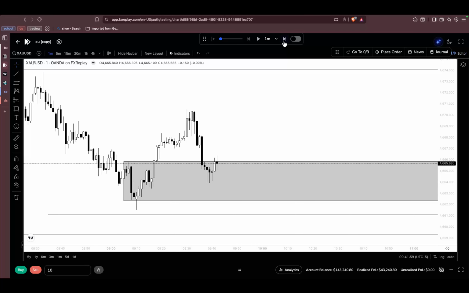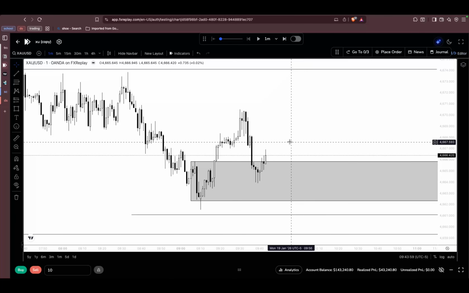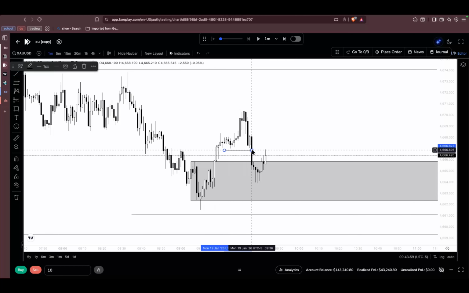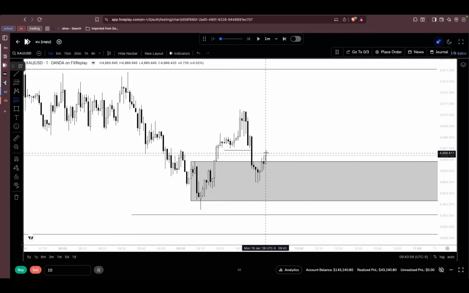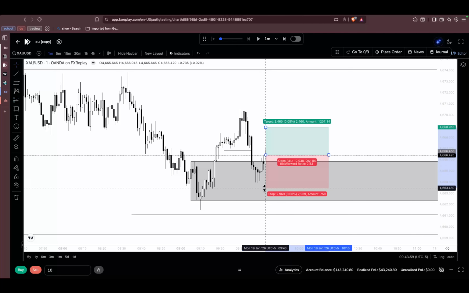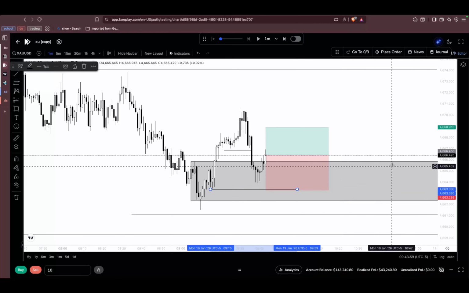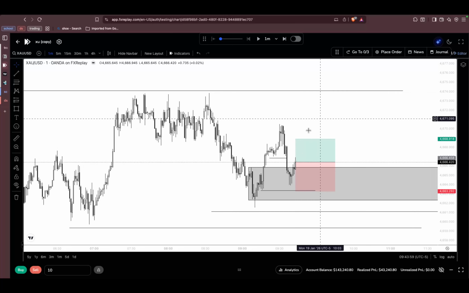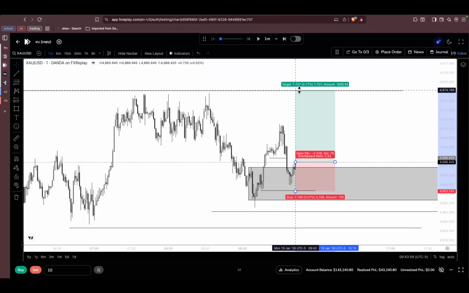So we see wicks. See a close above. Also see price take out liquidity right here. I'm gonna enter here. Stop loss below this area right here, because we could see price sweep more liquidity, but I think this is a good enough sweep right here and then tap back into the supply zone or demand zone.